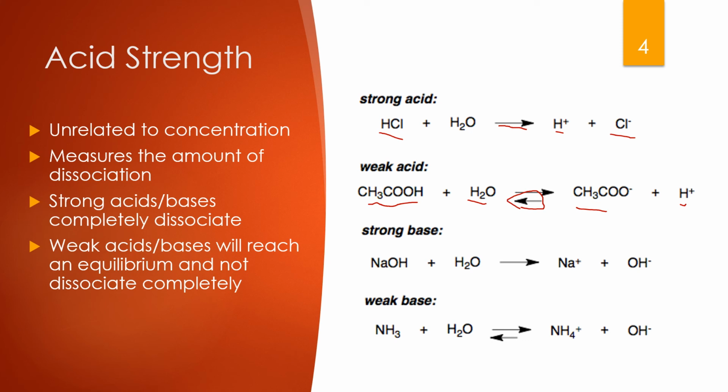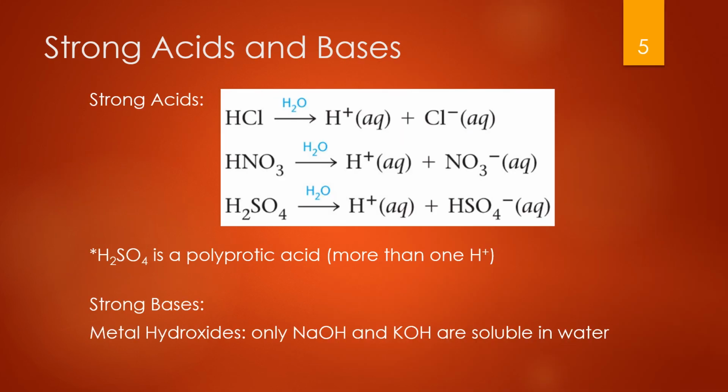Same thing applies with the two examples of bases below. So sodium hydroxide is a strong base because it goes straight to products. It completely dissociates. NH3, or ammonia, does not go straight to products. It is an equilibrium reaction, so it only partially dissociates.